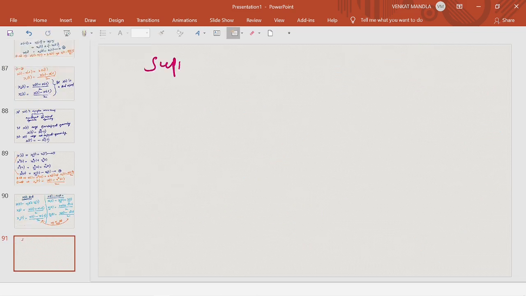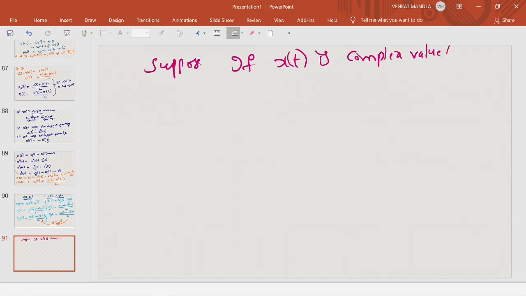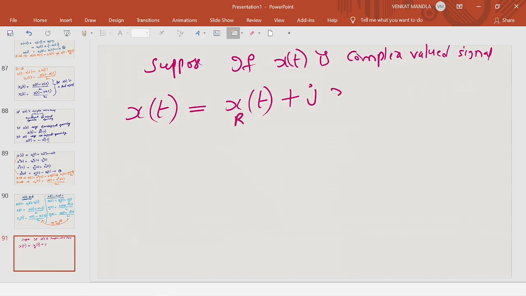Suppose x of t is a complex valued signal. If I say complex valued signal, it has its real part and its imaginary part. So how to write the signal as its real part xr of t plus j into its imaginary part xi of t.